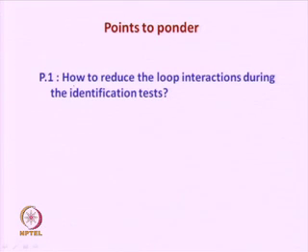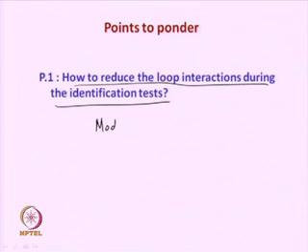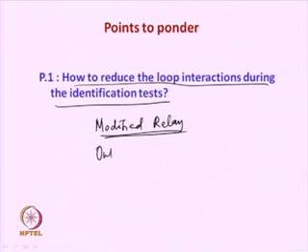Now, how to reduce the loop interactions during the identification technique? One way is by employing the modified relay, as we have discussed here. You can use the modified relay to eliminate the loop interactions between the two loops, or you can use some output filters, which can also enable us to reduce or minimize the interactions between the two loops.